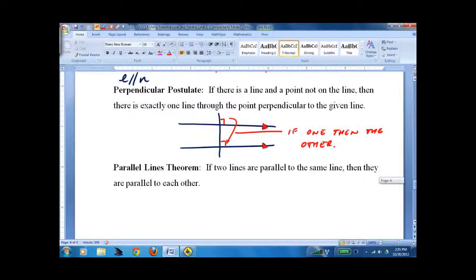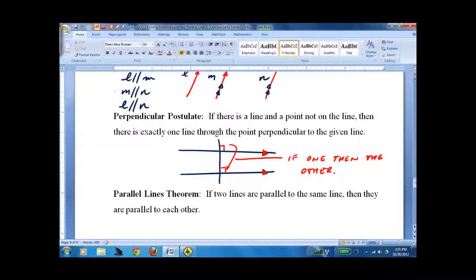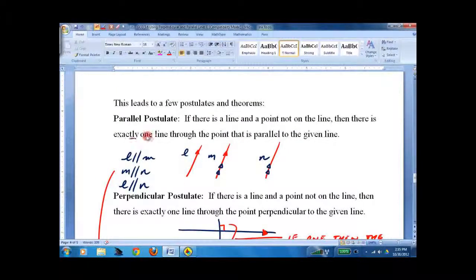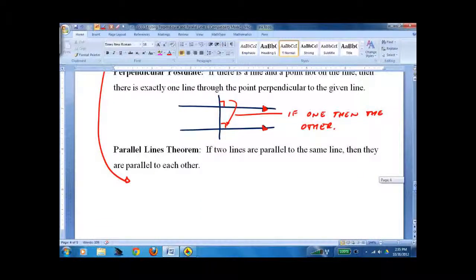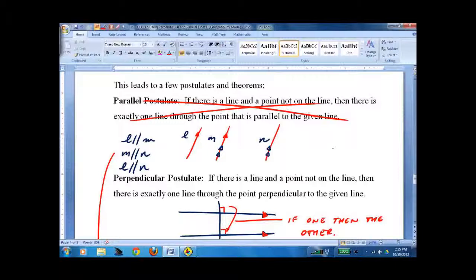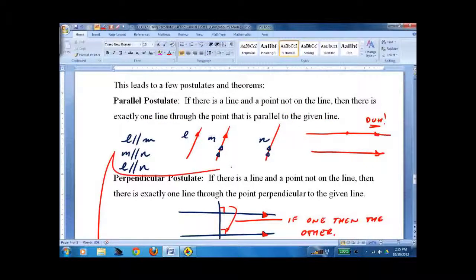And I have jumped the gun. This actually goes down here. And the original postulate, you don't need to worry about. Original postulate just says if there's a point not on a line, there's one and only one line that goes through that's parallel. I call that duh. I'll actually keep this. All this goes down there.